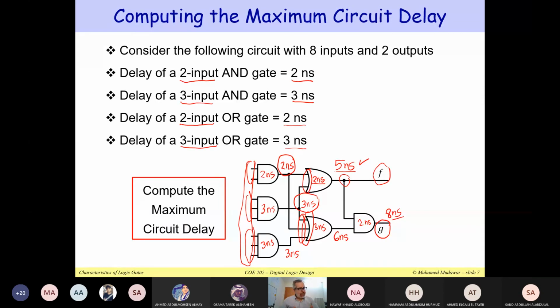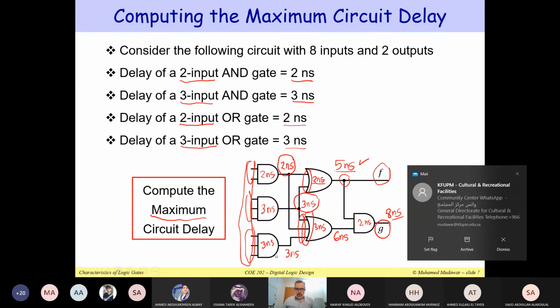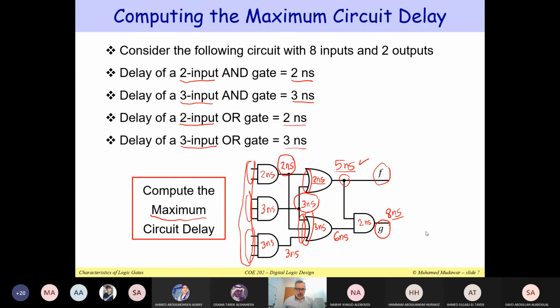So what is the propagation delay for this circuit? Is it 5 or is it 8? It is 8. Yes, because at time equal to 8 nanoseconds, we can guarantee that both F and G are present. At t equal to 5, we have F, but we don't really have G. So we have to wait for both of them. And this is why we have to wait for 8 nanoseconds. So this is why the propagation delay is defined as the maximum circuit delay. That's the meaning of the propagation delay. Okay?